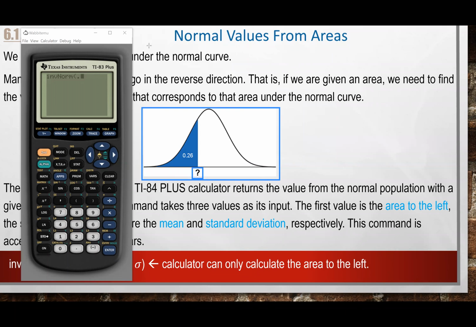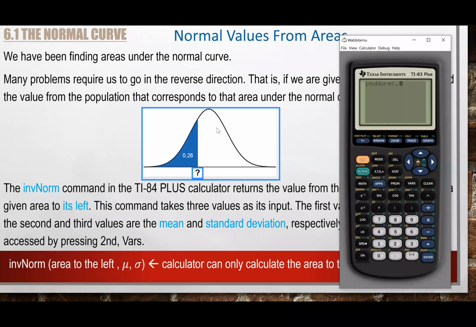All right, thank you. So for the 83 user, for you guys, you have to manually type in the inverse normal value. And the values you have are, again, we need an area to the left, which in this case is 0.26. You need to manually type in, comma, the mu, which in this case is 0, comma, and the standard deviation is 1. So you have to manually type the values here. And if you type it in, you should get the same value as the prior one, which is negative 0.6433.